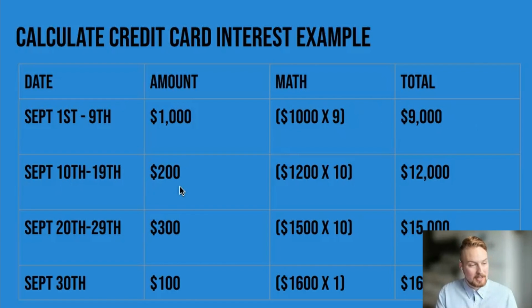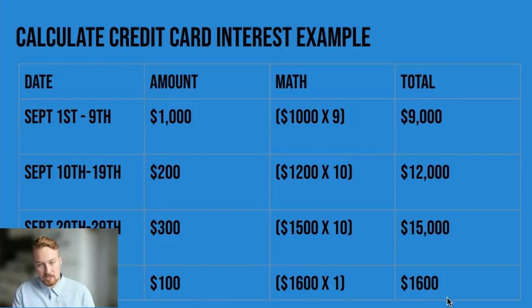On September 10th, you made that $200 purchase. You do 200 plus the 1,000, that's $1,200, and you had a $1,200 balance for 10 days, the 10th through the 19th, for a total of $12,000. On September 20th, you made that $300 purchase. The $300 is added to the $1,200 for $1,500, and you had that balance for 10 days, the 20th through the 29th, and that is $15,000. Then on September 30th, you had the $100 purchase, added to the $1,500, that's $1,600, and you only had that balance for a single day, for $1,600.